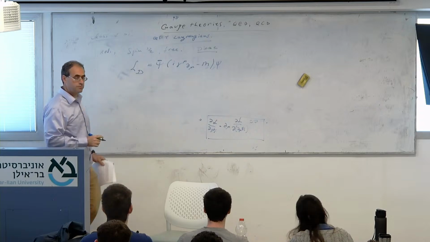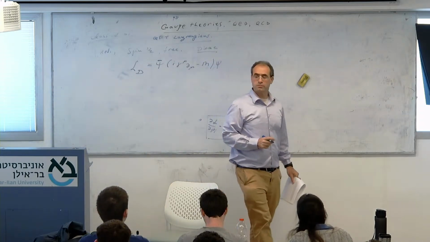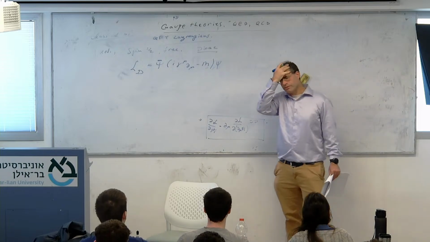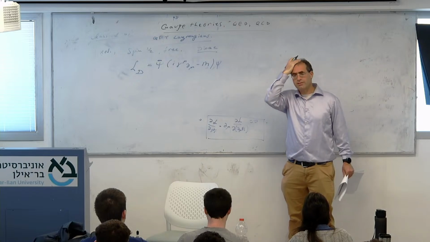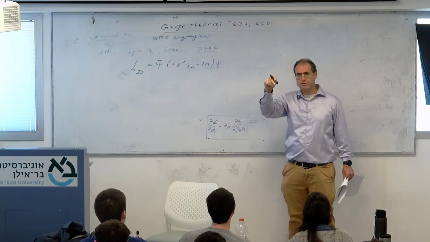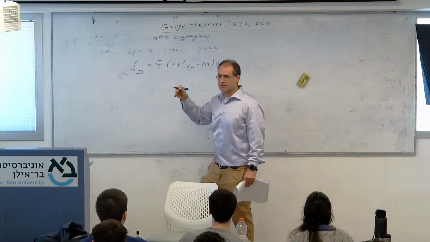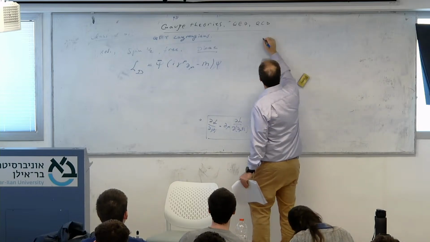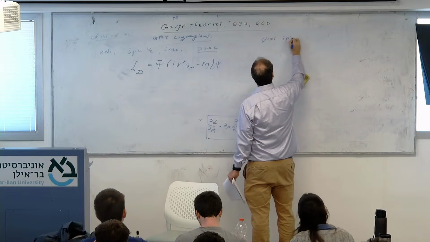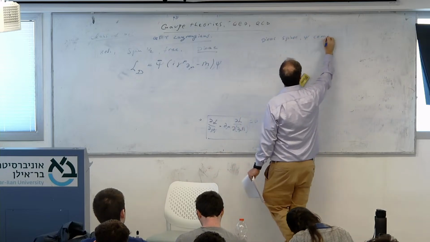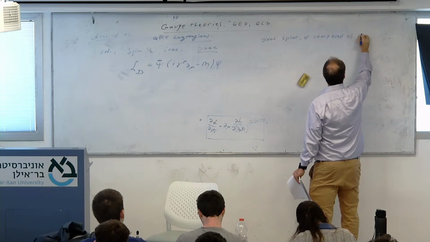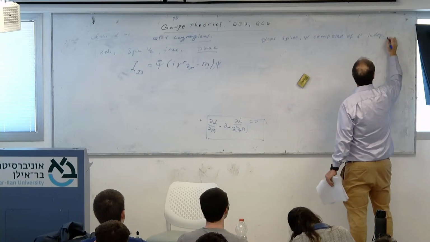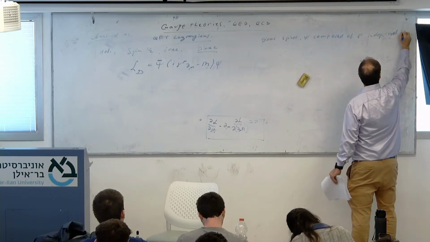What is psi? Yes, how many free parameters does the psi have? 8. Right? Why 8? It's complex, right? It's complex for variables. So we have 4 plus 4 basically, and it's complex. So Dirac spinor psi is composed of 8 independent real fields.